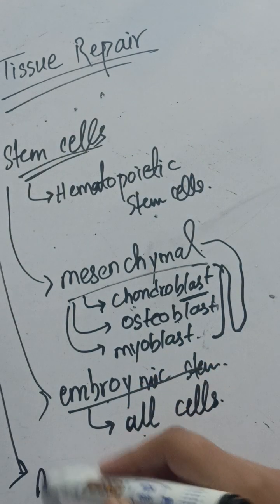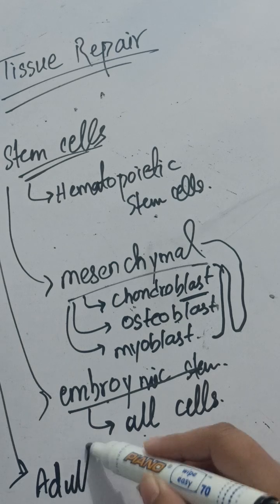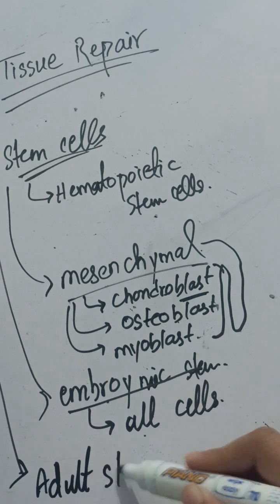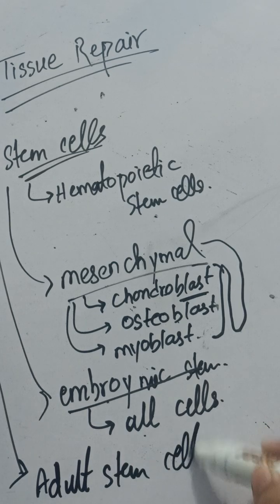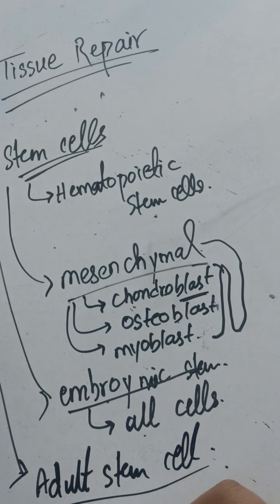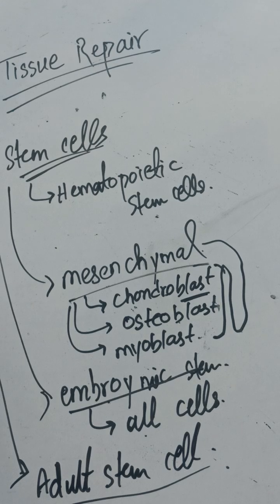The last type of cell is the adult stem cells. Okay, so these are found in specialized portions like the bone marrow and the skin, and they can do the organ repairing process and regeneration. So these are some types of stem cells that are present here, and they are differentiating and making our body regenerate and repair after an injury.